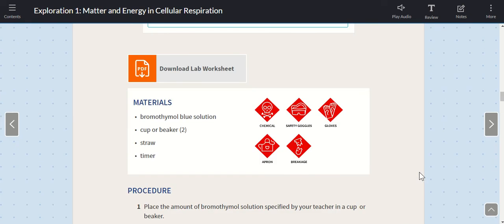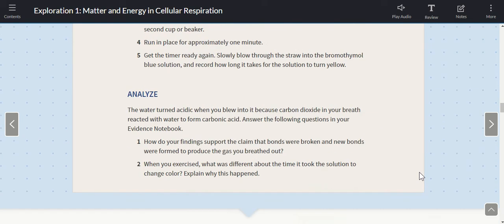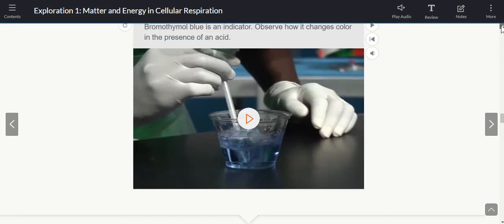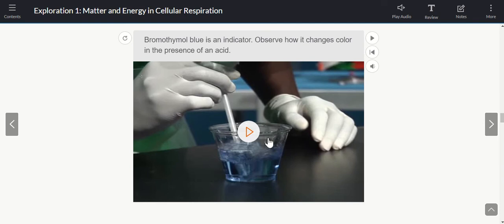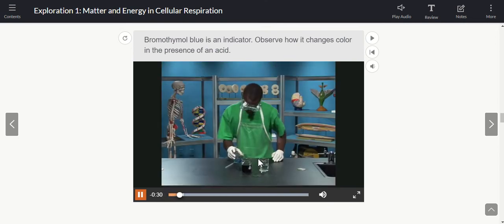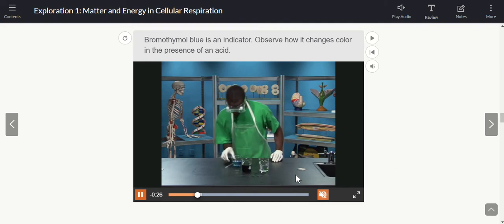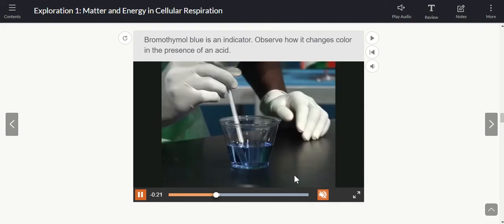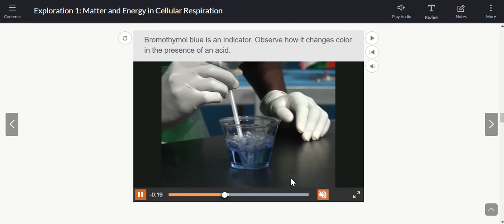Now, this is a lab that we would have done if we were in class, but I want you to take a look at this video because this is kind of to show you what we would have done. There's an activity where you exhale into a beaker, or in this case a cup, filled with a solution. And when you do that, the solution is going to turn a different color, okay? And depending upon how much carbon dioxide you have in your breath will change how fast that occurs. So, like I said, the goal would be for you to do a test run and to time it.